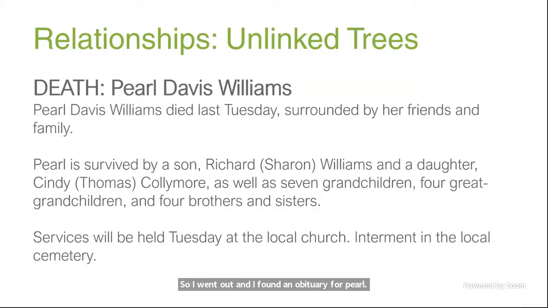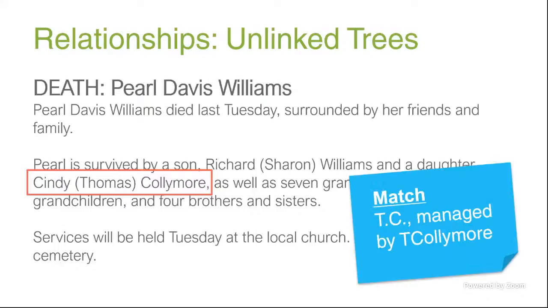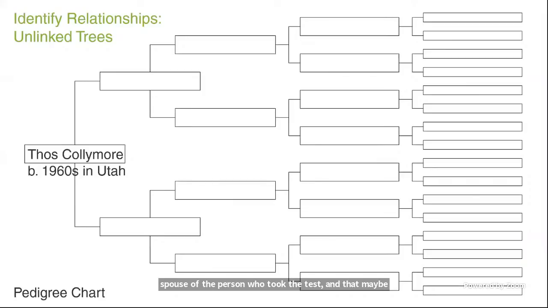It says that she was survived by a son, Richard, and a daughter named Cindy, who married Thomas Collymore. And if you'll remember, the match's name was TC, who was managed by a T. Collymore. Again, this is a real case, but everything's been anonymized, so these aren't their real names. However, that gave me the clue that I was right, that the match who was female was really the spouse of the person who took the test, and that TC stood for Thomas Collymore. So I proposed that it was Thomas Collymore, born about the 1960s, somewhere in Utah.